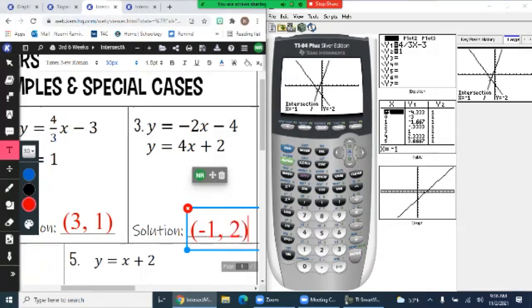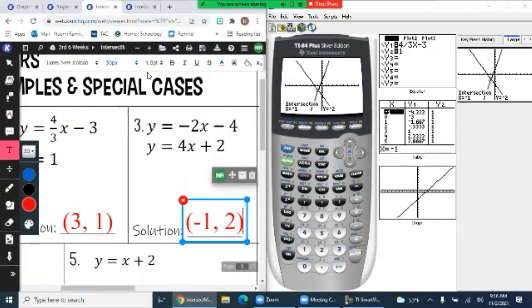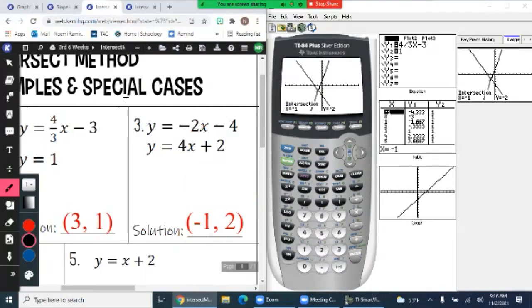Negative 1, 2. So on the STAR test, if they ask you specifically, what is the y value for the point of intersection, you should know that the y value is 2. Or if they ask you what is the x value, you should know that the x value is negative 1.